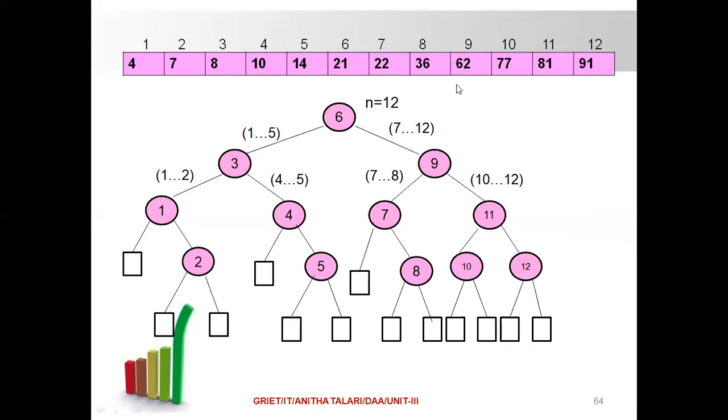That element would be 62. So we know we have to visit the left side. The next element with which we have to compare the value will be at position 7, which is 22. So we know we have to move towards the right. The element to be compared next is 36. So we know it should be towards the left, but we have reached the end of the tree, which is a rectangle node, which represents that the element we are trying to search is not present in the given list.